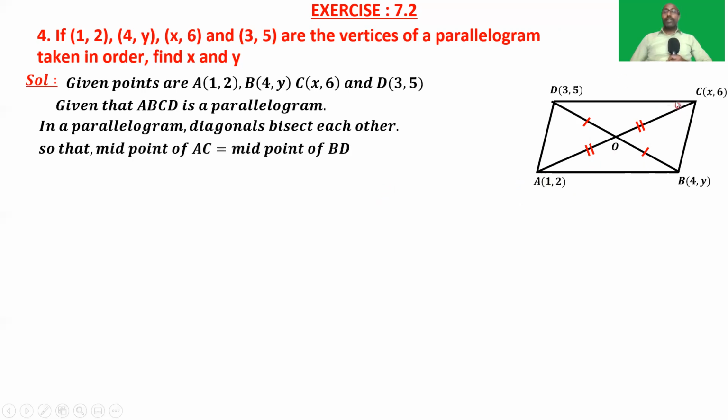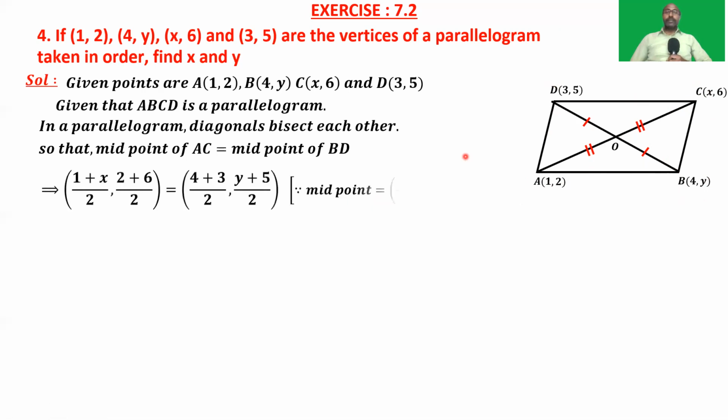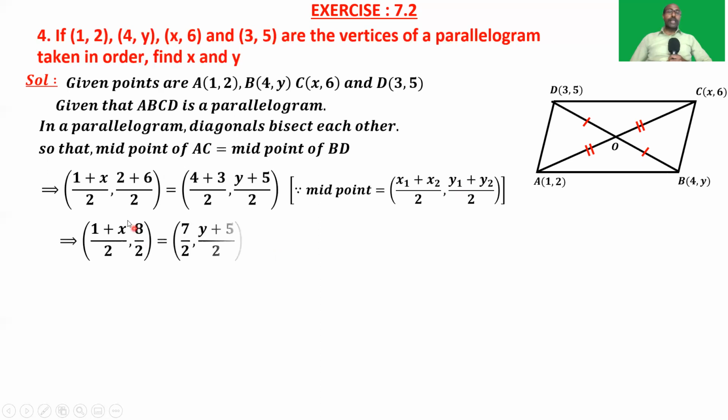We know that the midpoint formula is (x1 plus x2)/2 comma (y1 plus y2)/2. So the midpoint of AC is ((1 plus x)/2, (2 plus 6)/2), which is 8 by 2, and the midpoint of BD is ((4 plus 3)/2, (y plus 5)/2), where 4 plus 3 by 2 is 7 by 2.